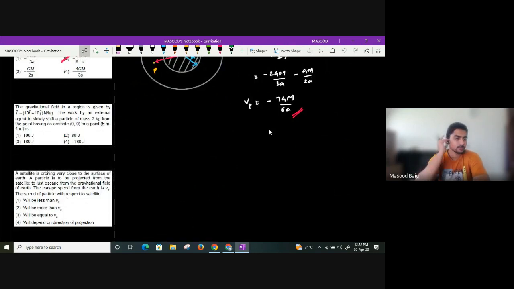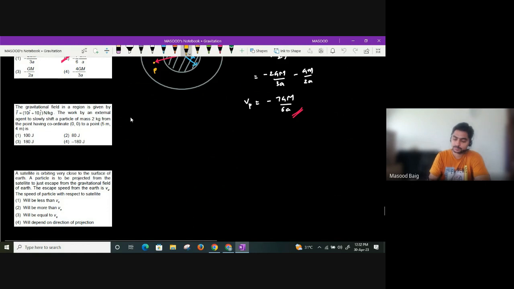The gravitational field is given by 10 i cap plus 10 j cap. Work done by an external agent to slowly shift a particle of mass 2 kg from the point having coordinates (0, 0) to (5, 5). Work done by an external agent will always be equal to the change in potential energy. And how can I write the change in potential energy? I can write it as mass times the potential difference.